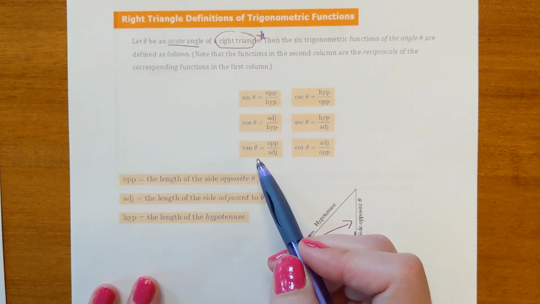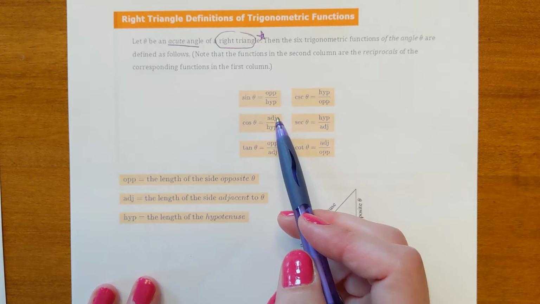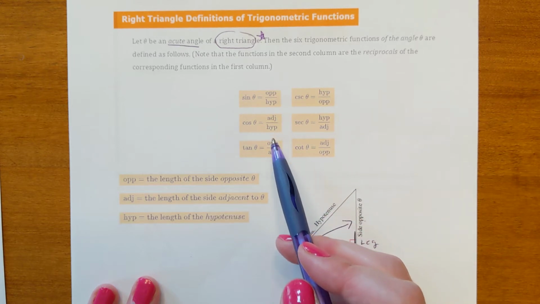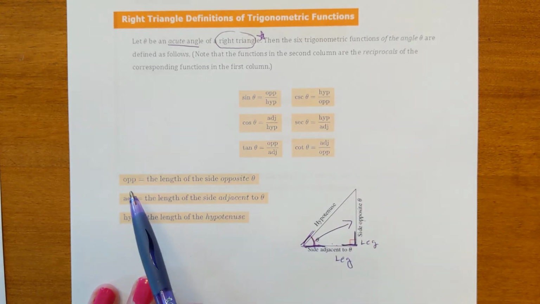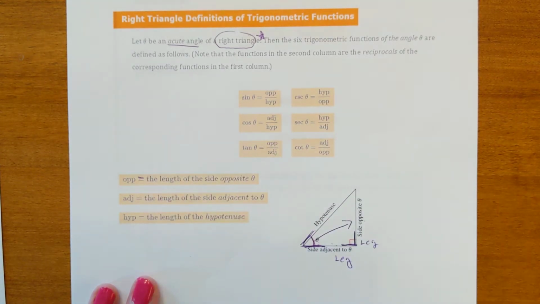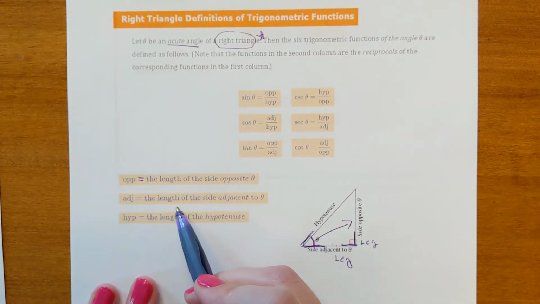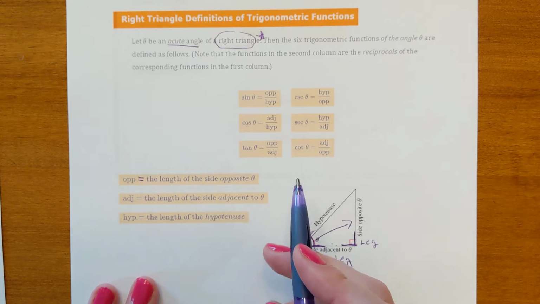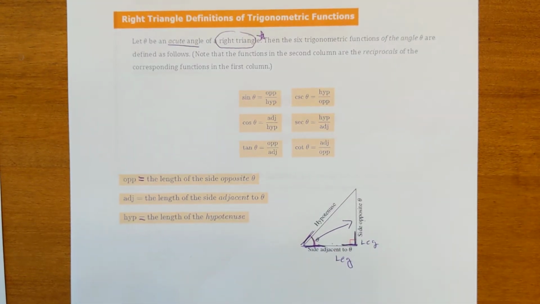So sine, cosine, and tangent: sine is opposite over hypotenuse, cosine is the adjacent leg over the hypotenuse, and then tangent is the opposite leg over the adjacent leg. Down here again, opposite, OPP, stands for the length of the side opposite of theta, and adjacent is the length of the side adjacent to theta, and then the hypotenuse is the length of the hypotenuse.